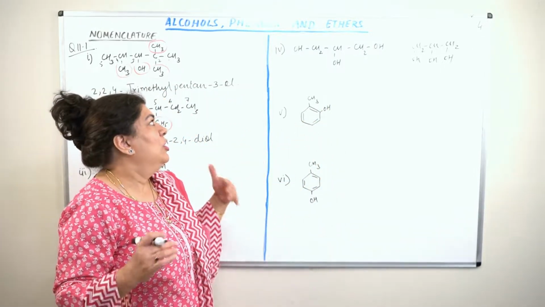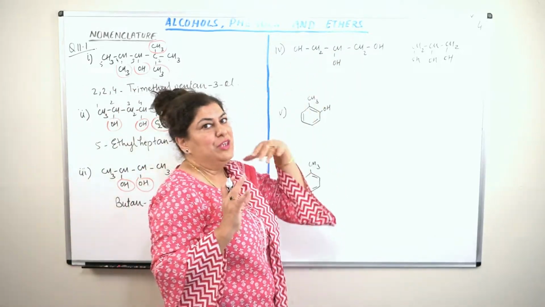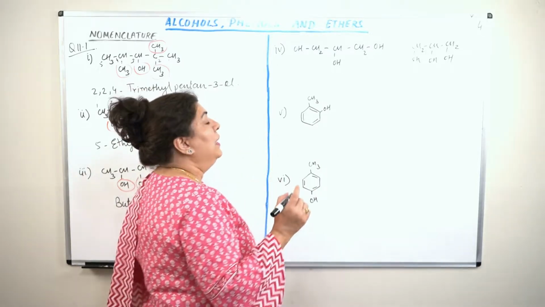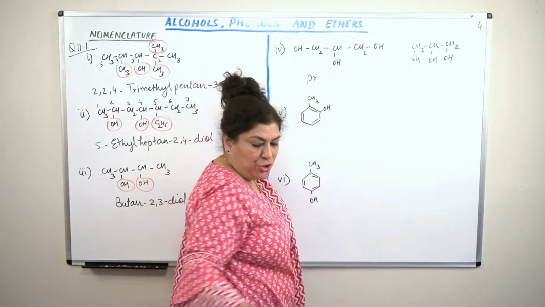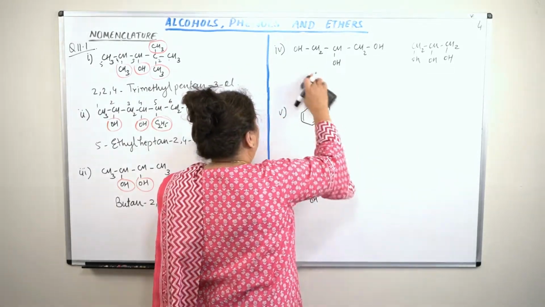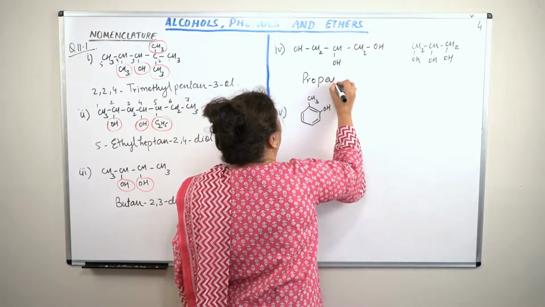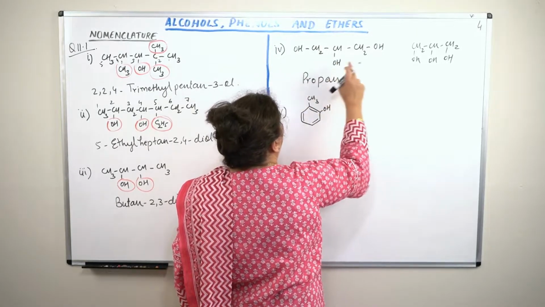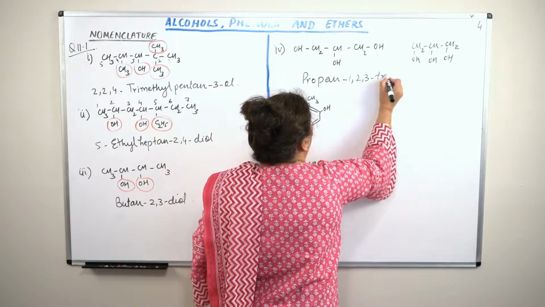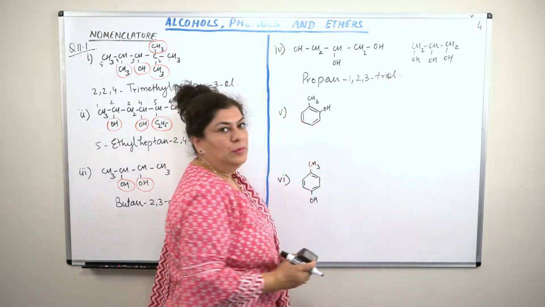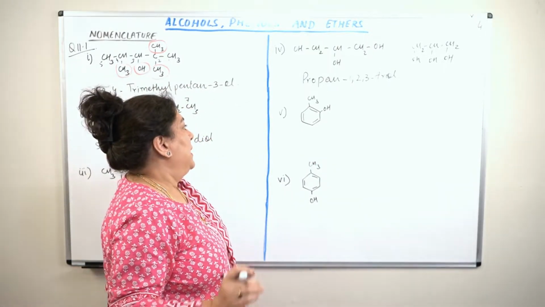It is glycerol. So the longest carbon chain, 1, 2, 3, it has 3 carbons, so it is propan, it is a triol. So we'll write propan, oh sorry, it should have been a capital letter, Propan-1,2,3-triol, or glycerol is the common name. Then comes the next compound.